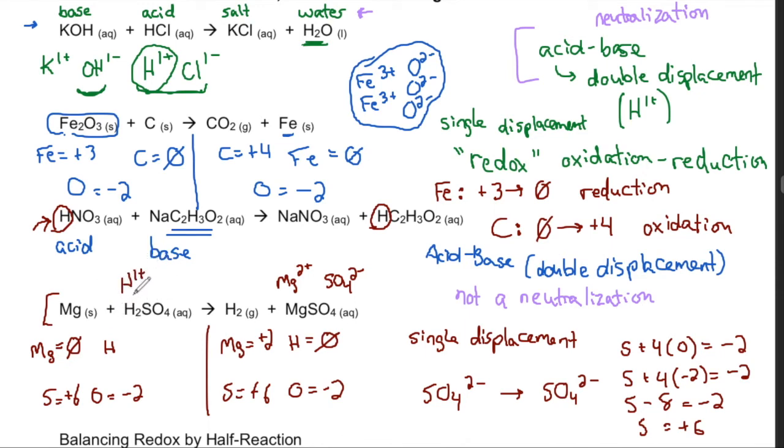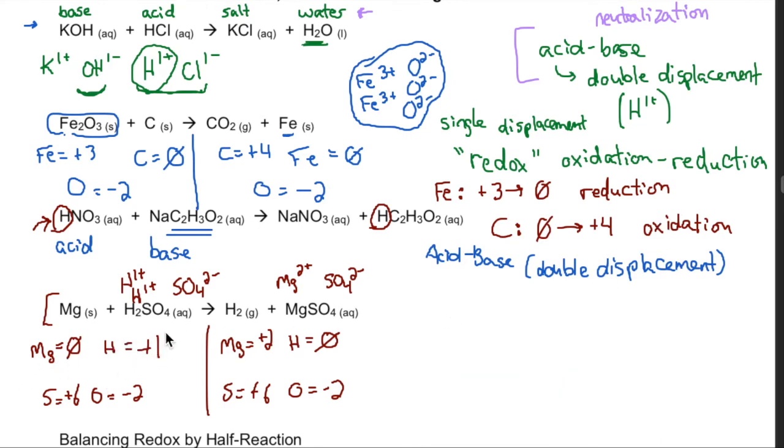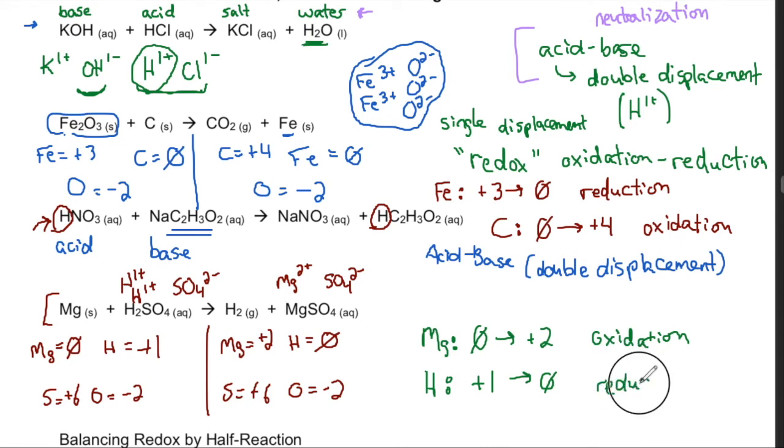Here each of the hydrogens has a +1 charge to be able to combine with the sulfate. And so on this side of the equation, hydrogen is +1. So magnesium and hydrogen are the elements changing their oxidation numbers. Magnesium goes from 0 to +2, which is an oxidation, an increase in oxidation number. Hydrogen goes from +1 to 0, and so it is undergoing reduction because the oxidation number is going down.